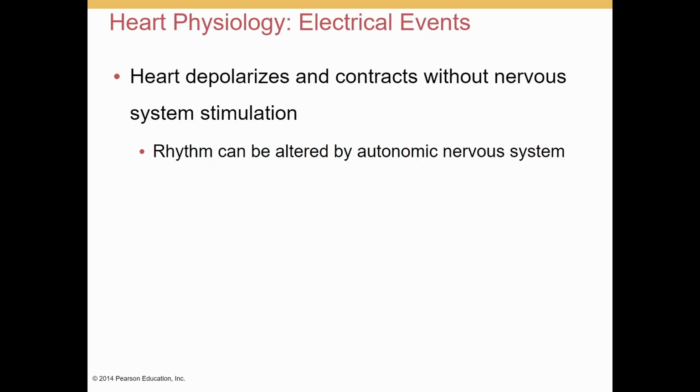So the heart depolarizes and contracts without the nervous system stimulating it at all. We know this because cardiac myocytes have some automaticity. There's the pacemaker cells that are able to stimulate an electrical signal called an action potential all on their own. Now, even though stimulation by the nervous system is not required, we still can alter the heart's beating, or when it depolarizes and repolarizes or relaxes and contracts, by using the autonomic nervous system.